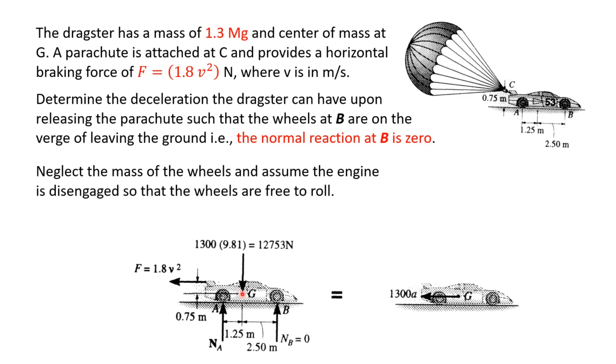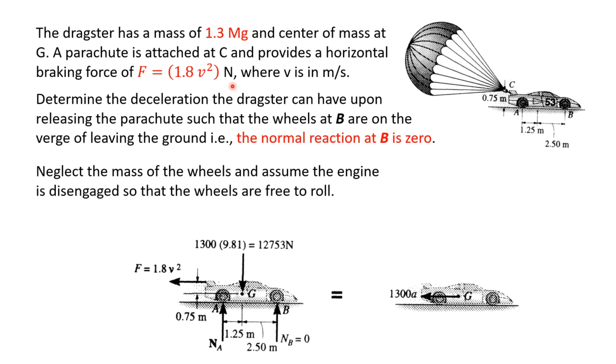So the weight is going to go downward at that point. Now let's continue. We have a parachute attached at the point C at the end of the car, at a height of 0.75 meter above the point G. And that parachute is going to provide a horizontal braking force of F equals 1.8 V squared newtons, where V is in meters per second.